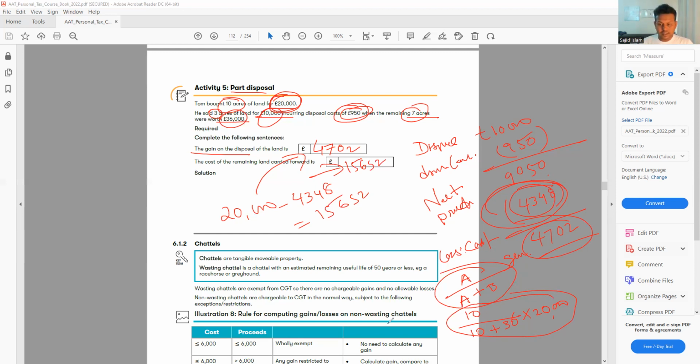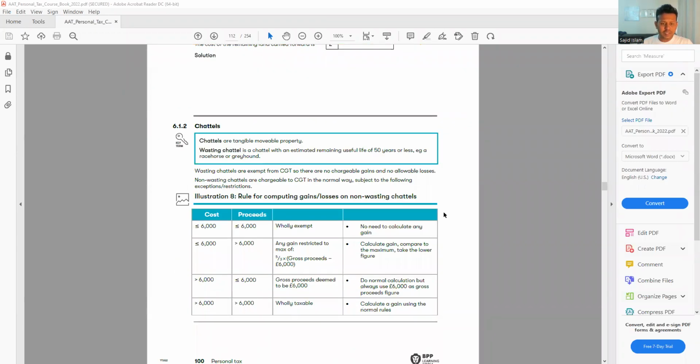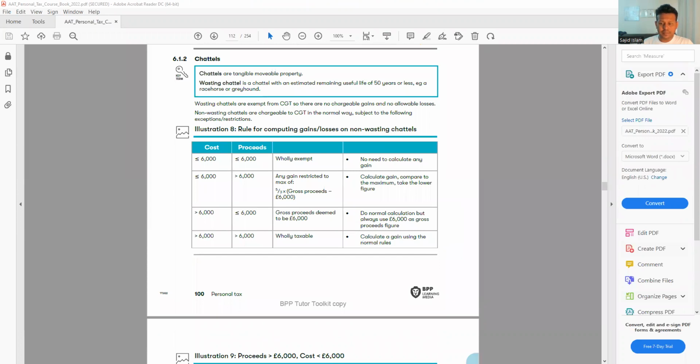All right, so let's have a look what else we have. Then we can see we have some chattels. Now, the chattels question is very common in the exam, as I said before. So you need to make sure you remember this table. It's very important to remember this table. This table is called the 6,000 pound rules.